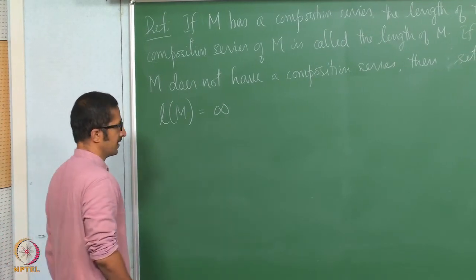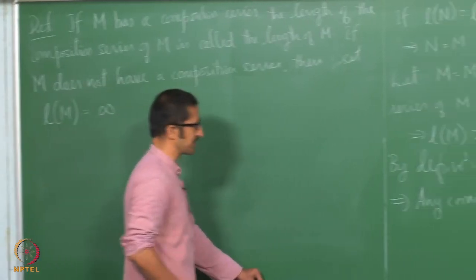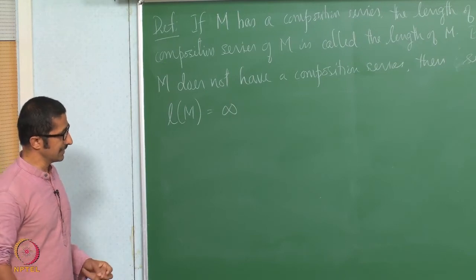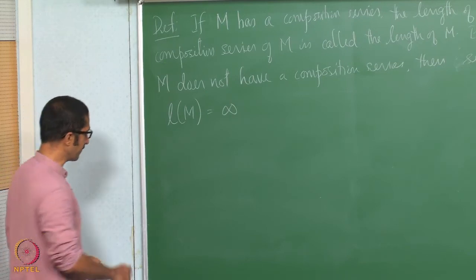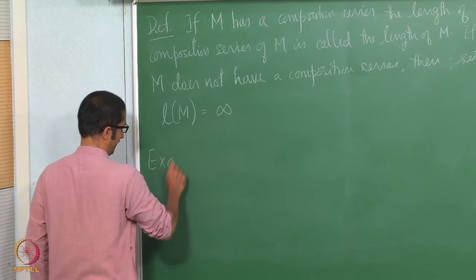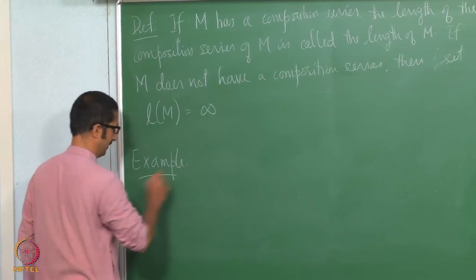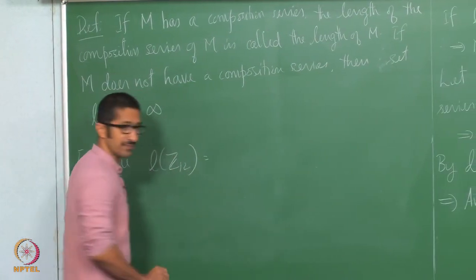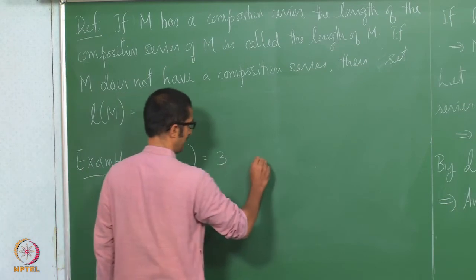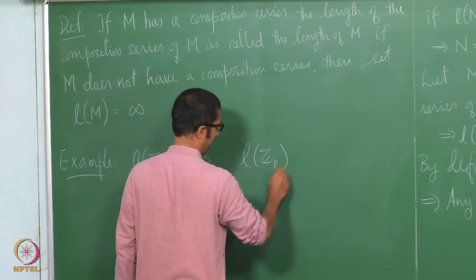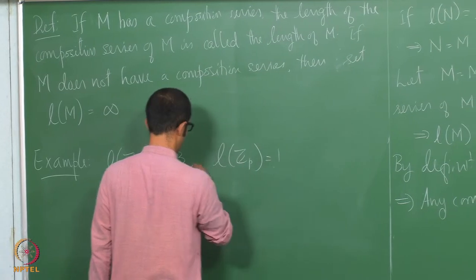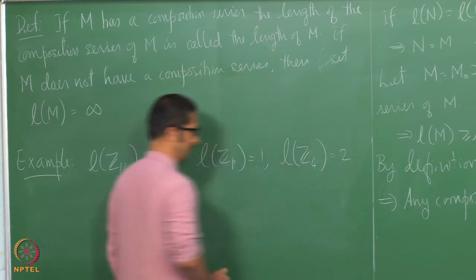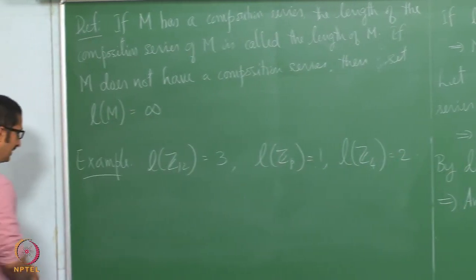Okay. So, we have already seen examples where it is finite length. So, what is the length of Z12? 3. The length of Zp is 1, the length of Z4 is 2. Okay.